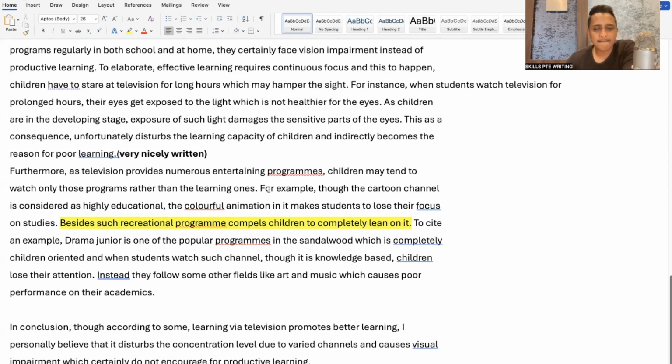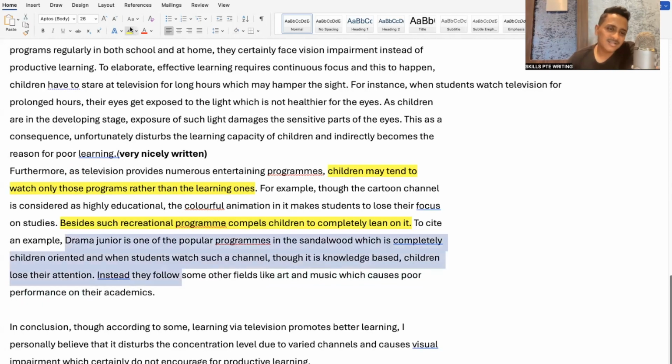This is a new thing. Two new things. And the example ended here. Another new idea started. "To cite an example," one more idea started. "Drama Junior, one of the popular programs, is completely children oriented. And when students watch such a TV show, though it is knowledge based, children lose their attention. Instead, they follow some other fields like art and music, which causes..." No, this is not the right idea.